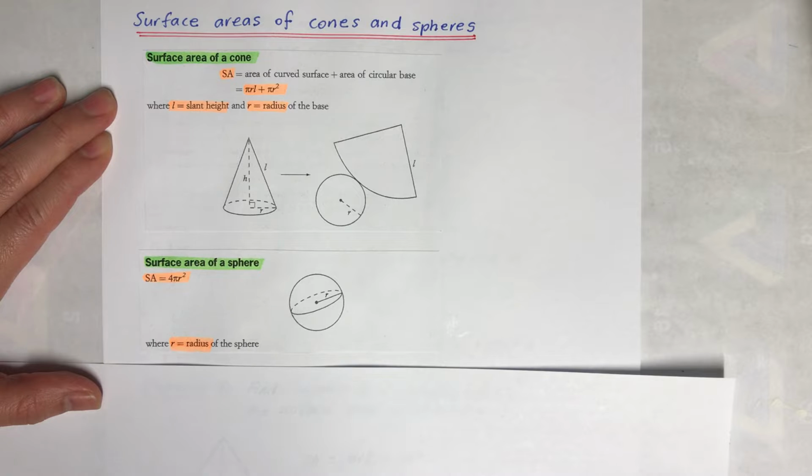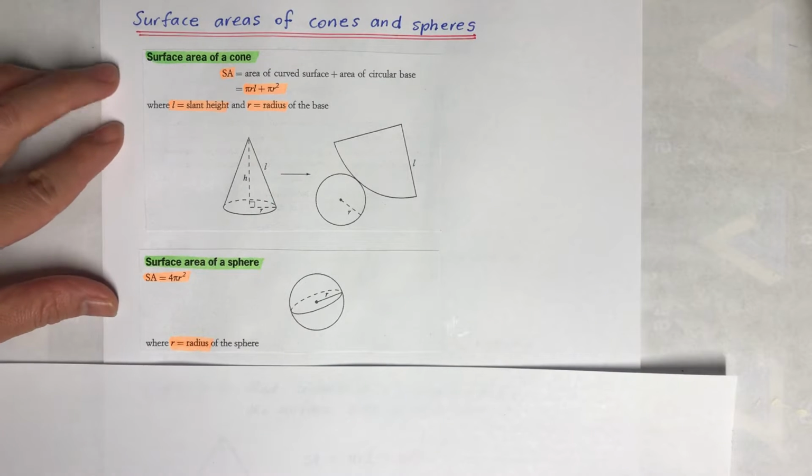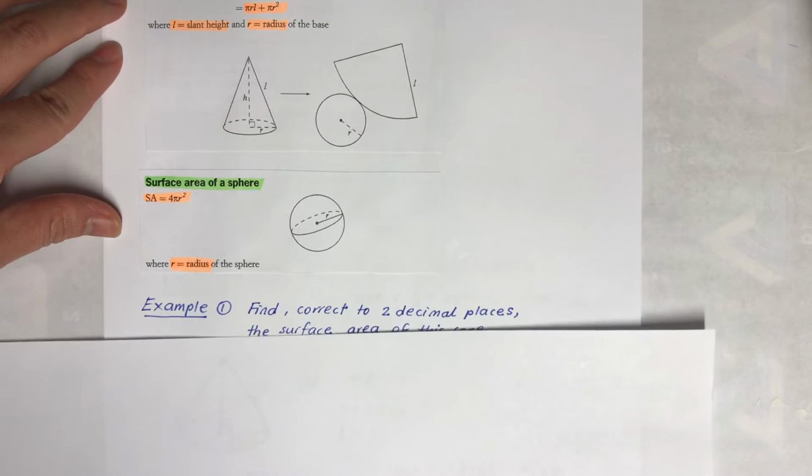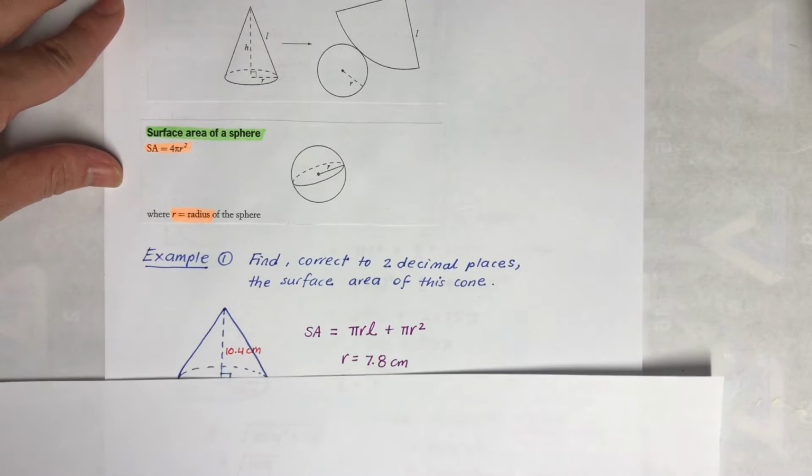Now the surface area of a sphere is 4 pi r squared. Just think of it as the sphere is 3D. It's got 4 circles around or something like that, just to memorize the formula easily. Let's go straight into the example.